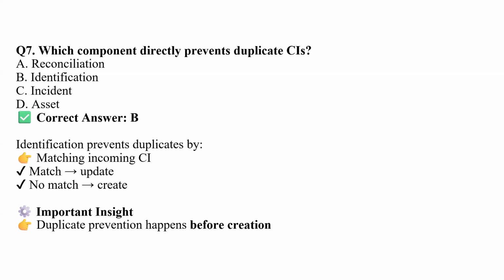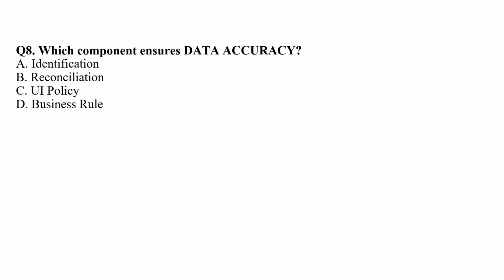Next one. Which component ensures data accuracy? Option A, identification. Option B, reconciliation. Option C, UA policy. Option D, business rule. The correct answer is reconciliation, option B. For data integrity and data accuracy, we should follow reconciliation. The purpose of identification is to prevent duplicate CI entries.